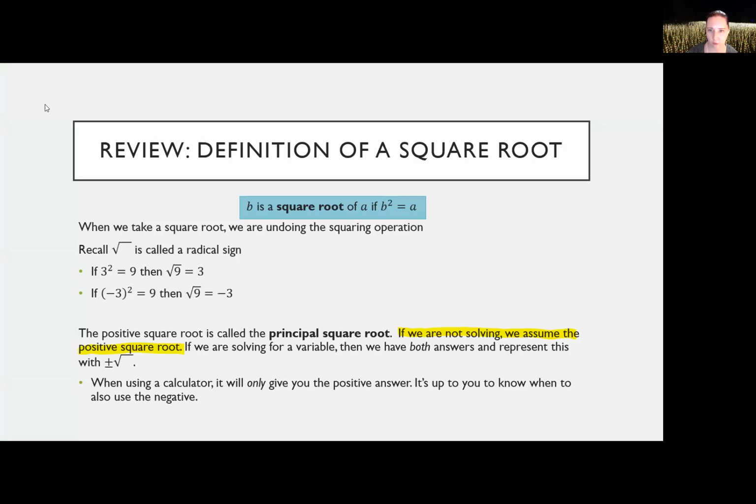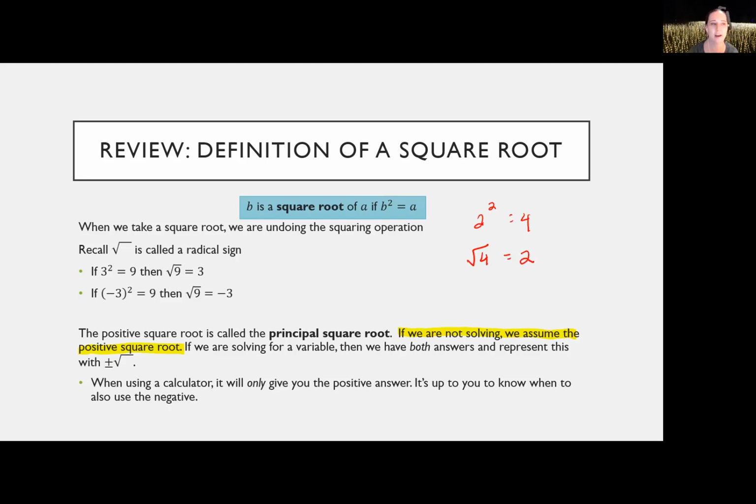because most people have seen square roots. We've worked with them when we're doing order of operations. So b, just some number b, is a square root of a if b squared equals a. So like 2 squared equals 4. So 2 is a square root of 4, and so we would have the square root of 4 gives us 2.